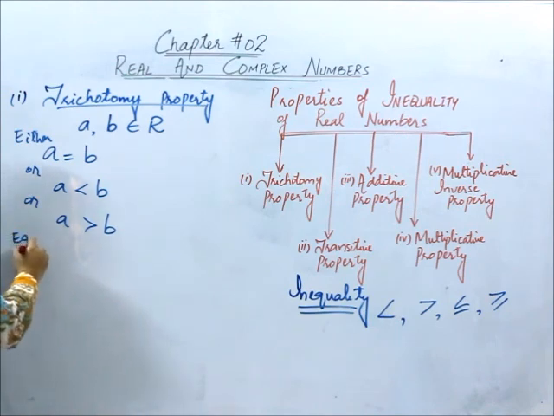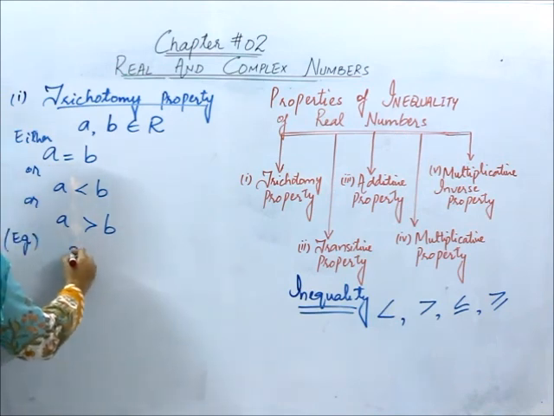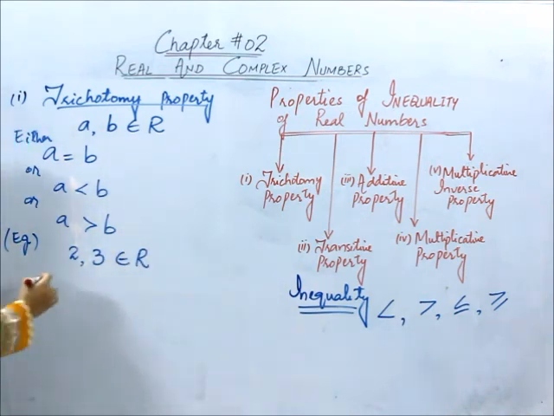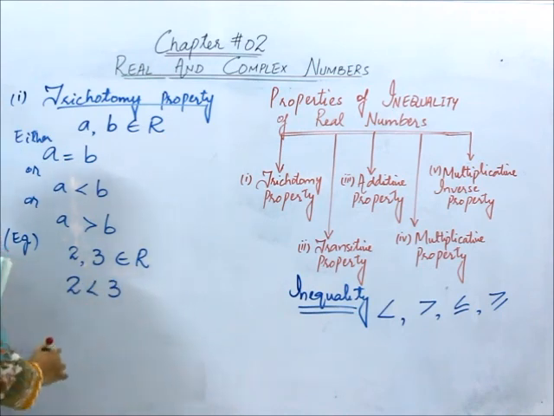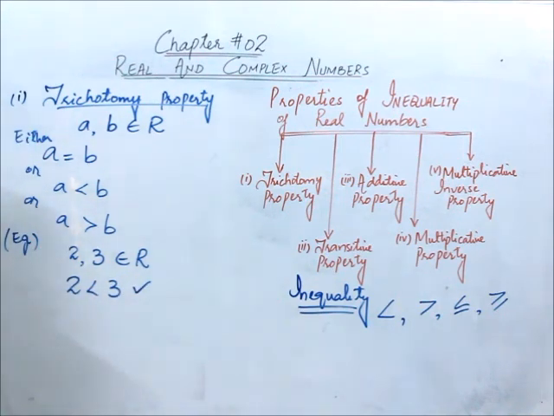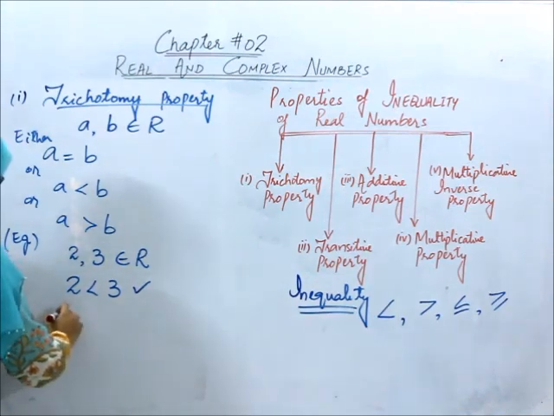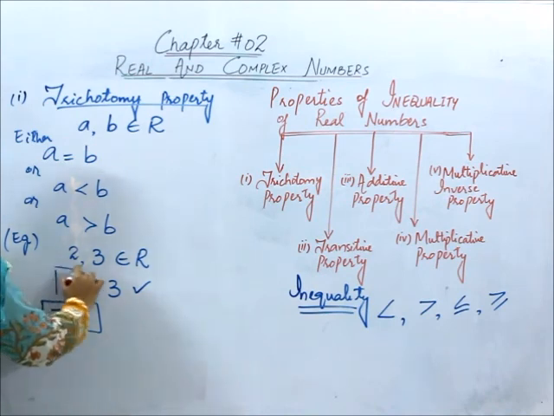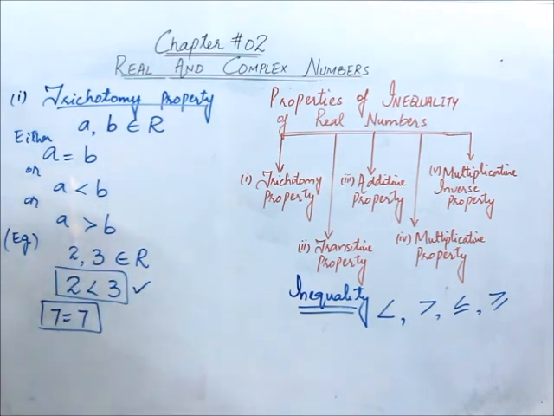For example, if we have real numbers 2 and 3, which relation exists between these two numbers? 2 is less than 3. Can we say 2 equals 3, or 2 greater than 3? Definitely not. So there is only one relation among any two real numbers. This is the trichotomy property. You can take another example, 7 equals 7. So can we say that 7 is greater than 7 or 7 is less than 7? Definitely not. There is only one relation among two real numbers. Fine? This is the trichotomy property.